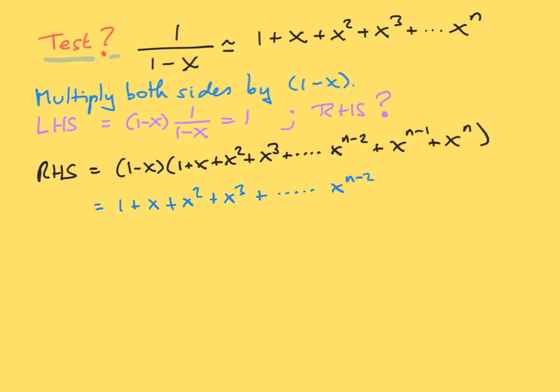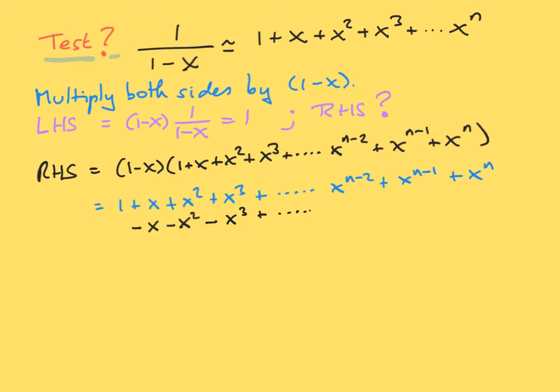x to the n minus 2 plus x to the n minus 1 plus x to the n. And now we're going to subtract all of this multiplied by x. So we get x times 1, which is x. So don't forget the minus sign. So what we get is minus x, and then the next term is minus x times x, that's minus x squared. The next term is minus x times x squared, that gives minus x cubed, and so it carries on.